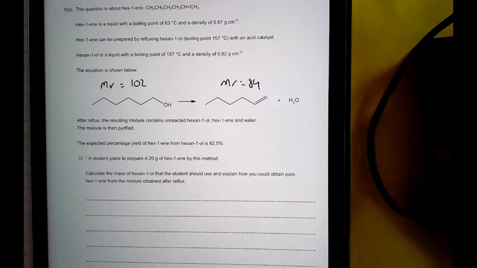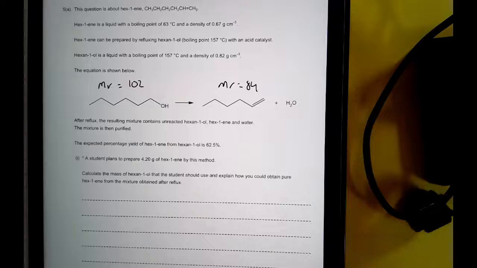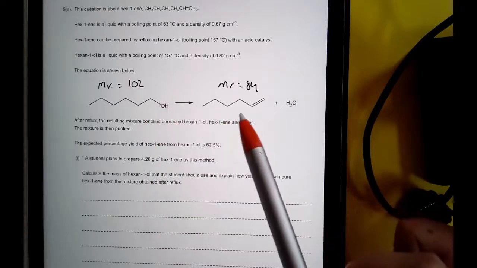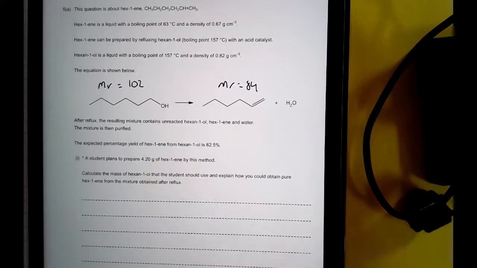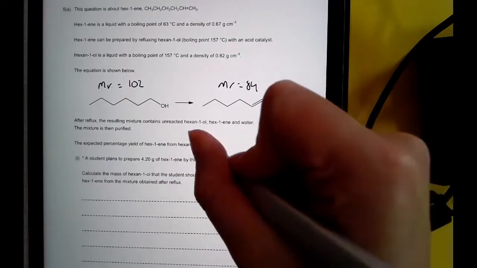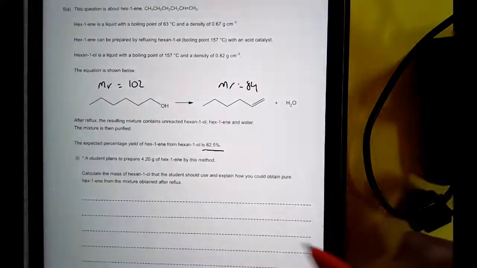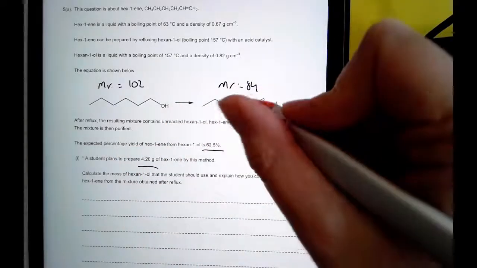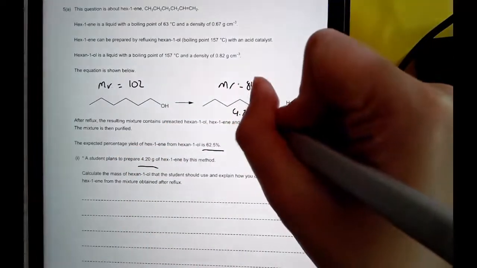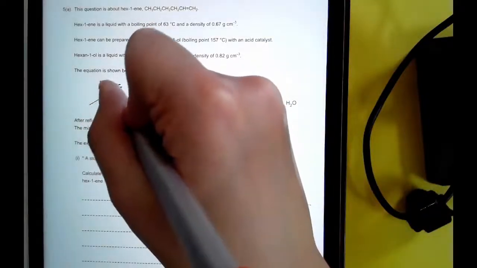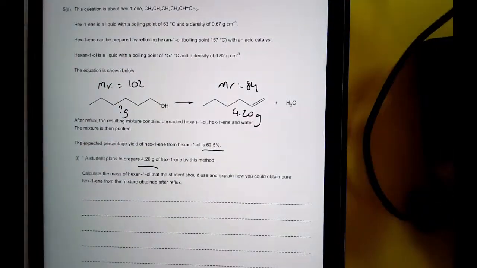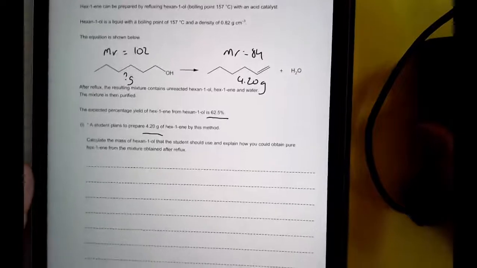So I've got another question here. Again, it's an organic reaction. You're dehydrating alcohol to turn it into an alkene and water. And you're told that the expected percentage yield is 62.5%. They tell you that you want to make 4.20 grams of the alkene, and they want to know, well, how much alcohol should you start with if that is your desired mass of the alkene at the end.